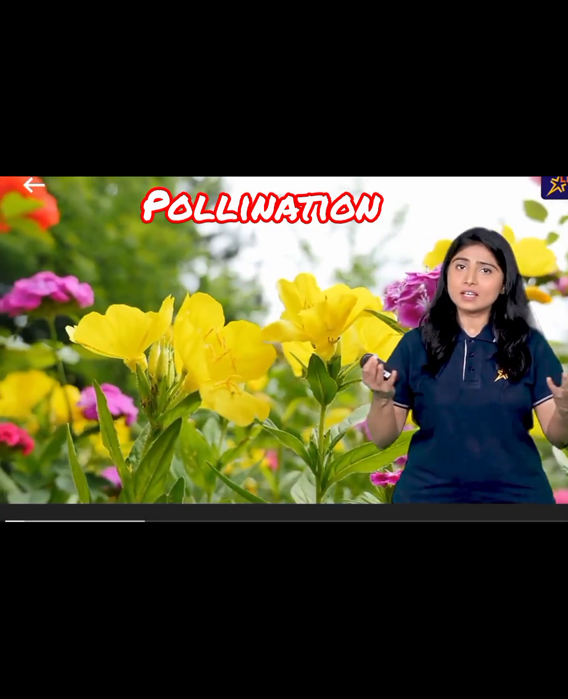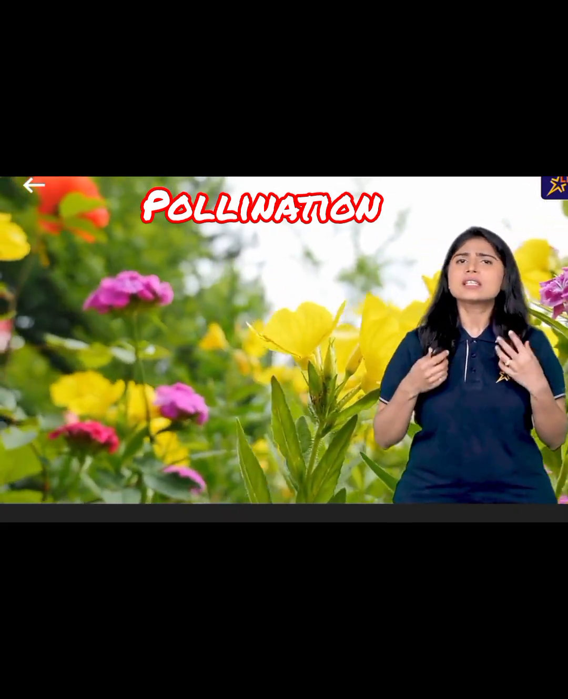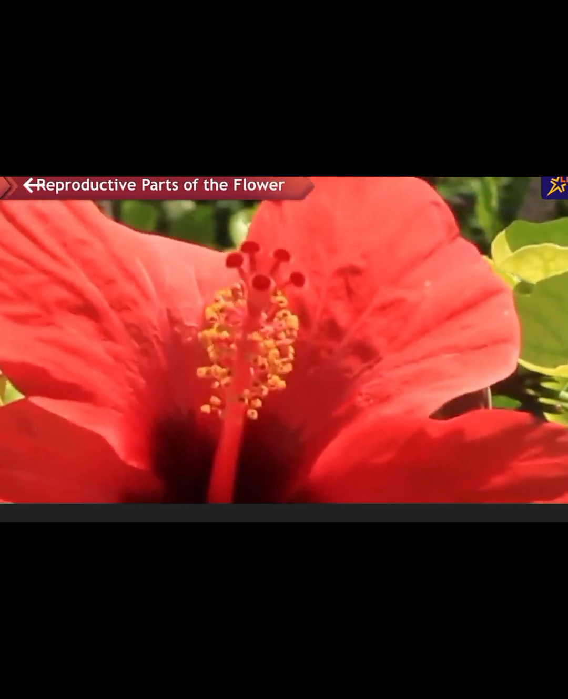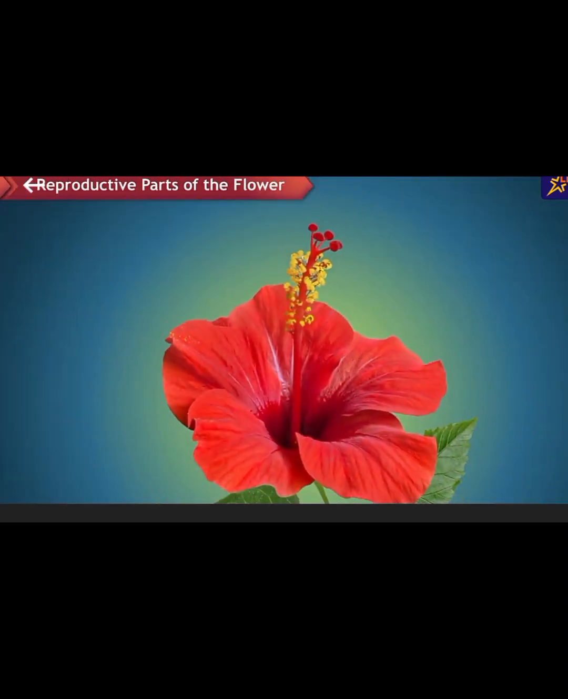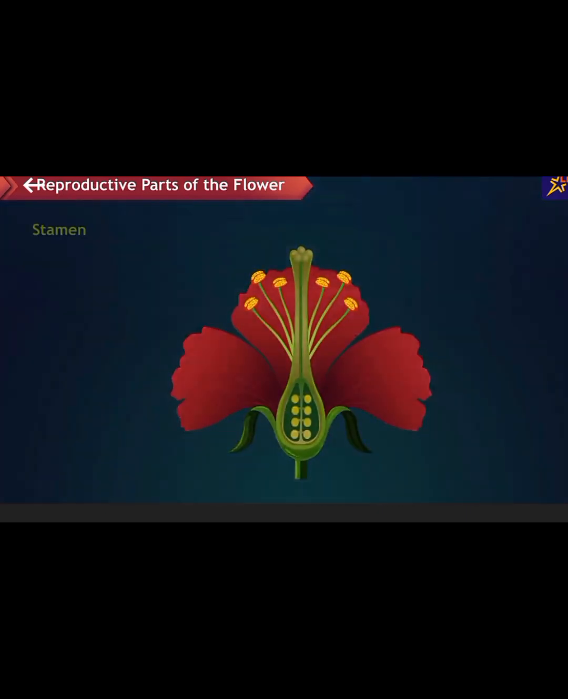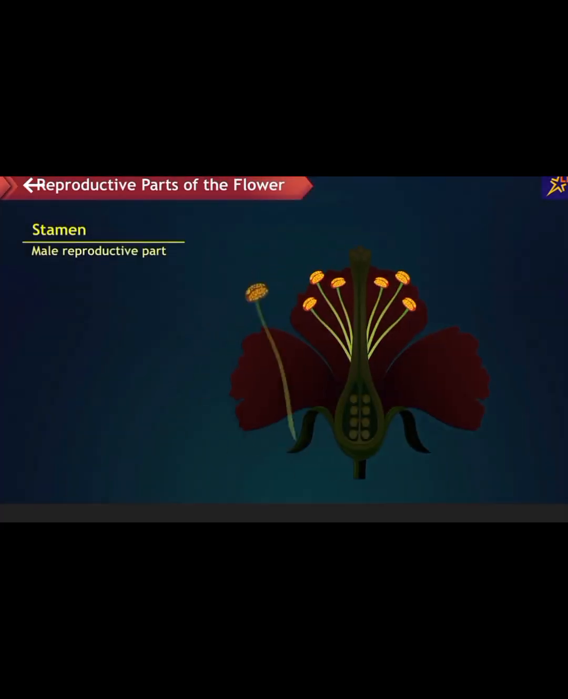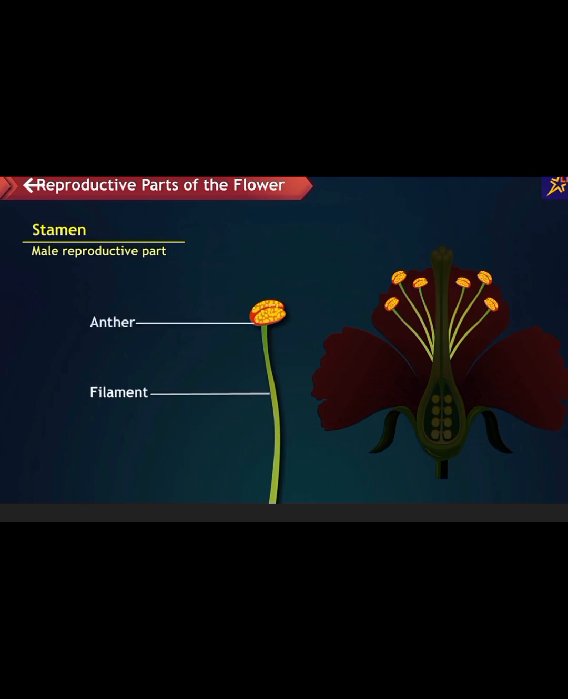Hello students. We all know how beautiful, sweet smelling and attractive flowers are. Apart from adding beauty, flowers are very important to plants because they are the reproductive parts of plants. The reproductive parts of the flower include the stamen and the carpel. The stamen, which is the male reproductive part of the plant, comprises a filament, an anther, and pollen grains.